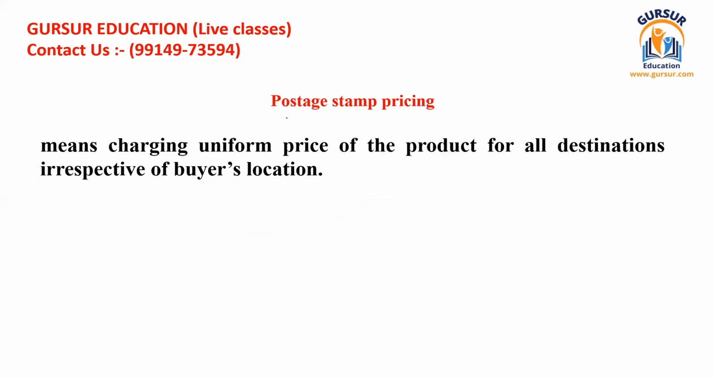The first can be postage stamp pricing. What happens here? This means charging uniform prices of products for all destinations irrespective of the buyer's location. So postage stamp pricing simply means that for all destinations, the sellers are charging similar or uniform prices irrespective of the buyer's location. This is known as postage stamp pricing.